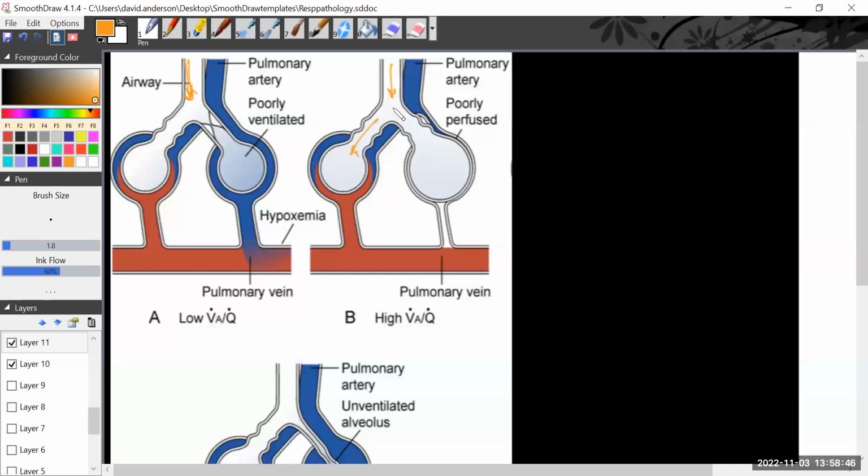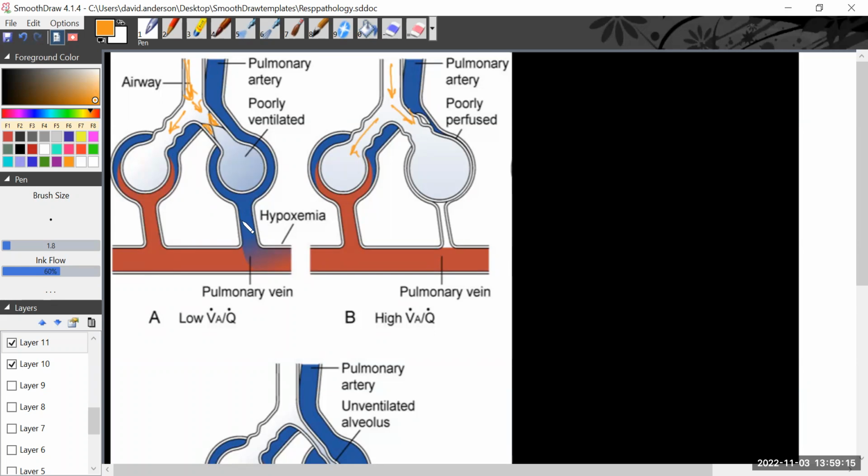And the idea is we're delivering air down to the alveolus. If the alveolus is wide open and healthy, then we're getting good air delivery, good oxygen delivery to the alveolus. We're going to have good perfusion to that area. Now, in this example over here, we've got a blockage. See, we've created a blockage here. So this alveolus is poorly ventilated.